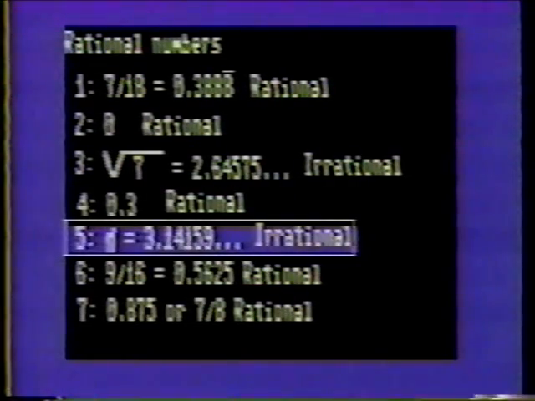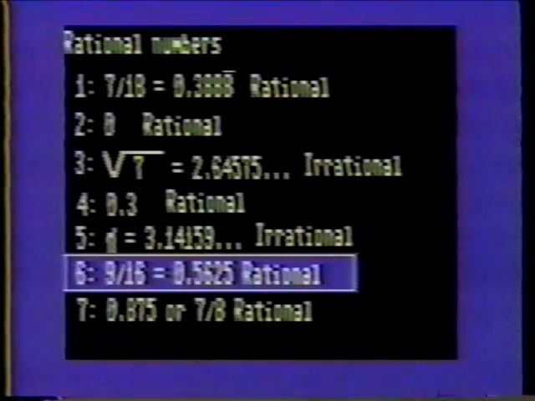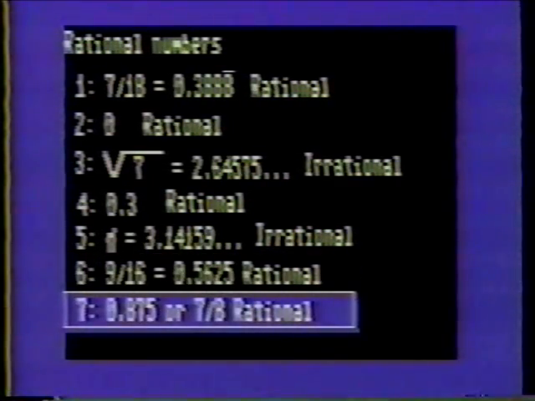Number 5, pi is an irrational number because it contains neither a repeating nor terminating decimal, nor can it be represented as a quotient of two integers. Number 6, 9/16 is a rational number because it can be represented as a quotient of two integers. Number 7, 0.875 is a rational number for two reasons. First, it contains a terminating decimal. Second, it can be represented as a quotient of two integers. 0.875 is equivalent to 7/8.